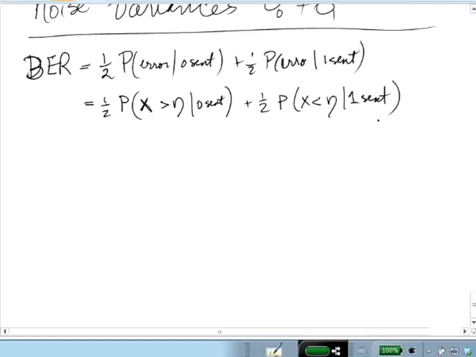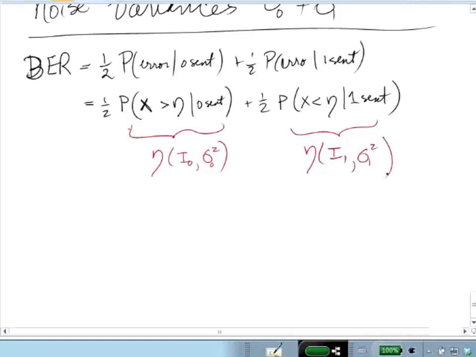So now I know that the conditional probabilities are Gaussian. So I'll write that underneath here. This probability density is Gaussian. In this case, a 0 is sent, so the mean is 0. And of course, the variance is sigma 0 squared. In this case, it's Gaussian. The mean is I1, and the variance is sigma 1 squared. So the probability that x is greater than some threshold, and I hope it's clear, this is an N for normal. This is the threshold, okay? Those are not the same symbols.